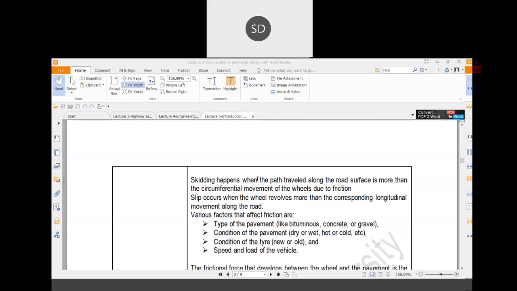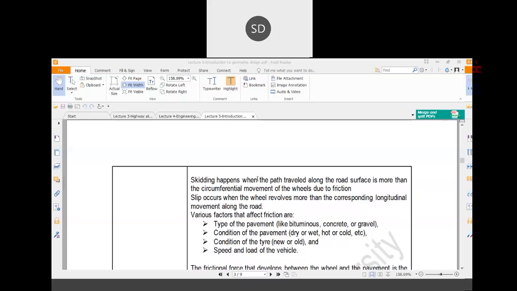Skidding happens when the path traveled along the road surface is more than the circumferential movement of the wheel due to friction. Let me give one example, after that you will understand this definition. Suppose you are traveling with your bike or your car, moving at a higher speed, and suddenly you apply your brake. What will happen?